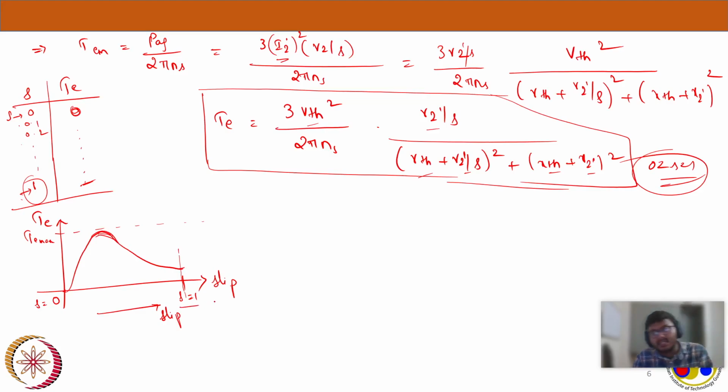S equals 1 means the starting condition, right? The standstill condition. There you will have some starting torque. That's what I want to show here. The slip at the starting is not 0. There will be some torque here.